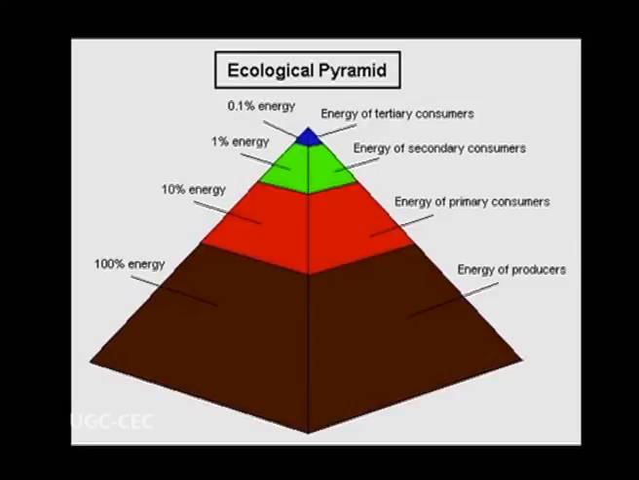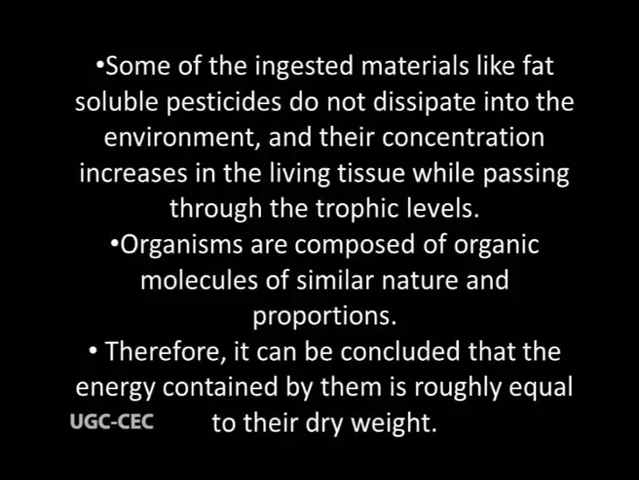Thus, the gradual decrease in the amount of energy transferred to the higher trophic levels is represented as the pyramid of energy. Some of the ingested materials like fat-soluble pesticides do not dissipate into the environment, and their concentration increases in the living tissue while passing through the trophic levels.